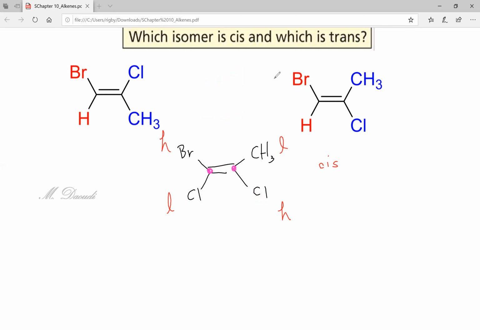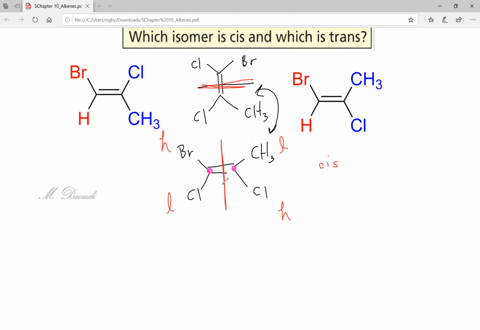The only time that we would split it horizontally is if our double bond was vertical like this. Okay? So like Cl, Br, Cl, CH3, whatever we did here. So these two things are the same thing, except one is drawn horizontal and one is drawn vertical. So we split the vertical one horizontally. We split the horizontal one vertically. Okay.